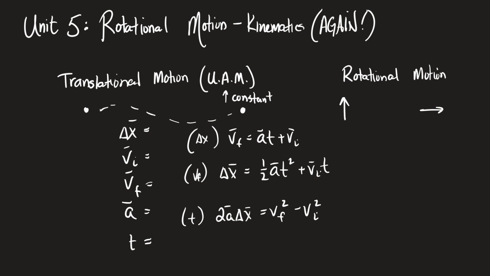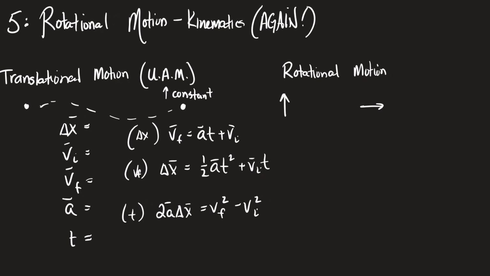For rotational motion, we're going to have all the same variables, all the same things, but we're going to use different symbols to represent them. So, for example, instead of delta x, we're going to talk about the displacement of an object based on it changing the direction it's facing. So that's an angle measure. How many degrees did it change? So for angles, we use theta. So delta theta will be the angular displacement.